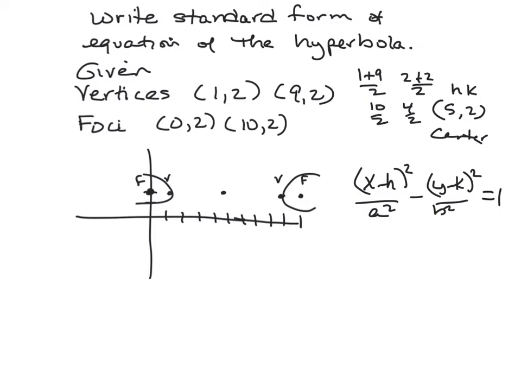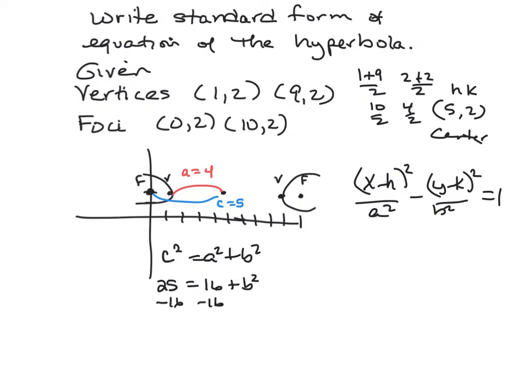Now I can find my a value. A is the distance from one of the vertices to the center, and I can see that it's 4 spaces away. Then I can also find the c value, which is the distance between the focus and the center, so my c value is 5. What we need to fill in is b squared, so I'm going to use the formula c squared equals a squared plus b squared. Let me replace c squared with 25, a squared with 16, and solve for b squared. I subtract, and I get 9 equals b squared.